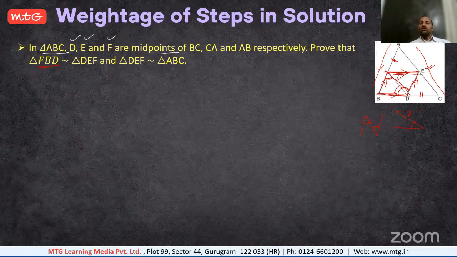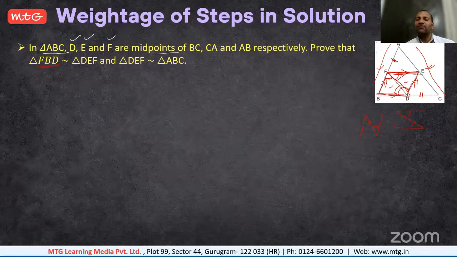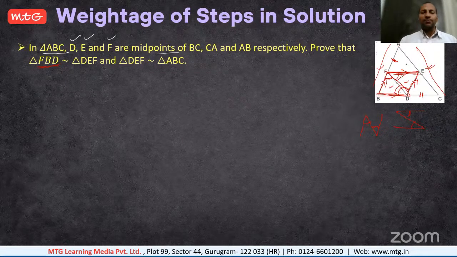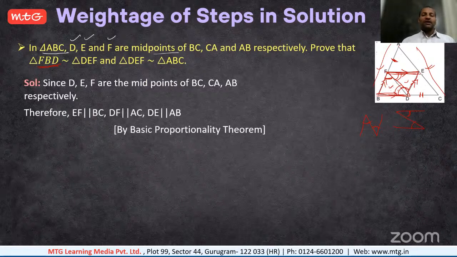Okay. So then this also is an equal angle, meaning in these two triangles, two angles are equal. So when two angles are equal, these two triangles will be similar. In that way, we can prove. So like here, you see, whatever we have already done, EF is parallel to BC. Similarly, DF is parallel to AC.